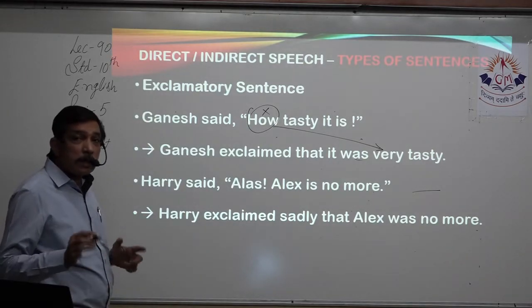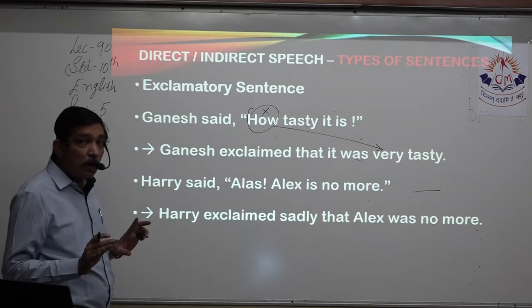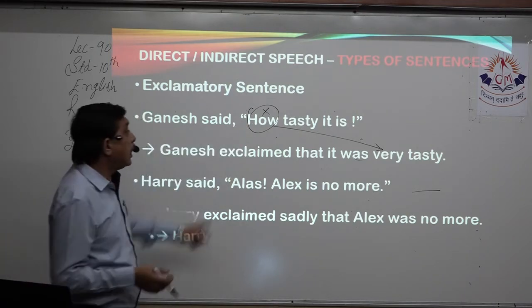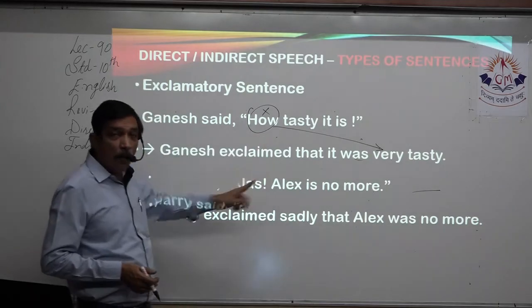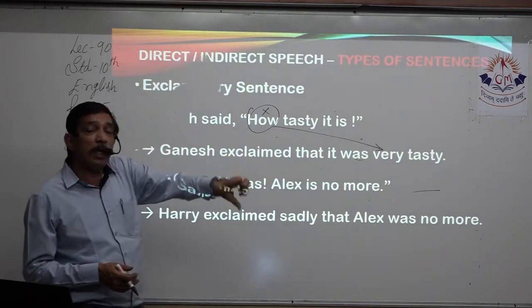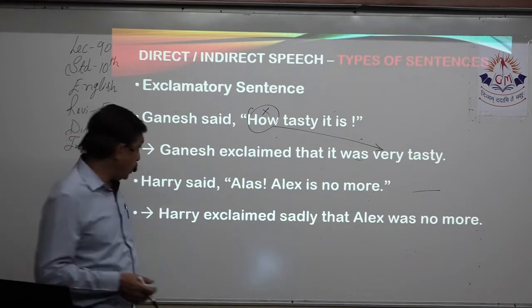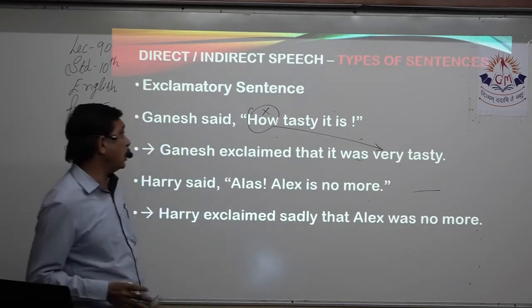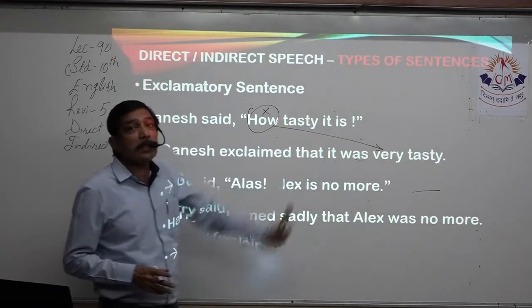This dish is tasty, only tasty, right? Not very tasty. "How tasty" tells us it is very tasty. That is why this word "how," we omit that, but then we substitute the mood of the sentence. Ganesh exclaimed that it was very tasty. If "how" was not there, it is just tasty, right?